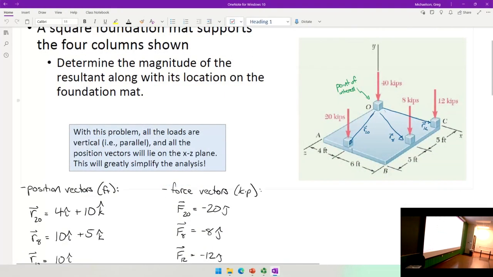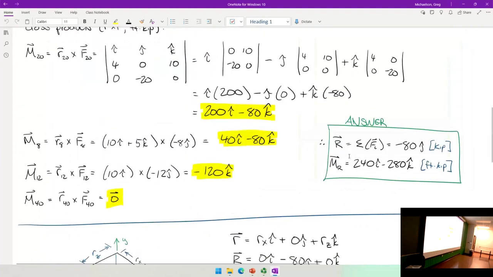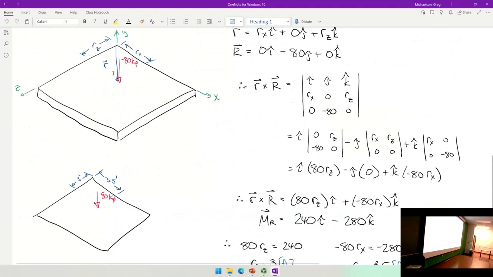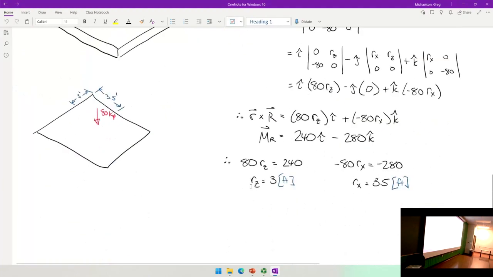So what we had to do was the problem had a square mat foundation that had a bunch of loads on it. We added up all the forces, added up all the moments, and then figured out where to place the force such that you got the same moments. And yeah, it was 3 feet and 3.5 feet. Yes. There's going to be one like that on the exam.